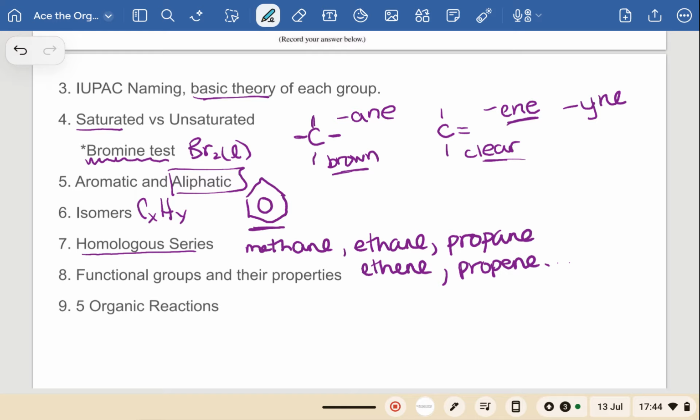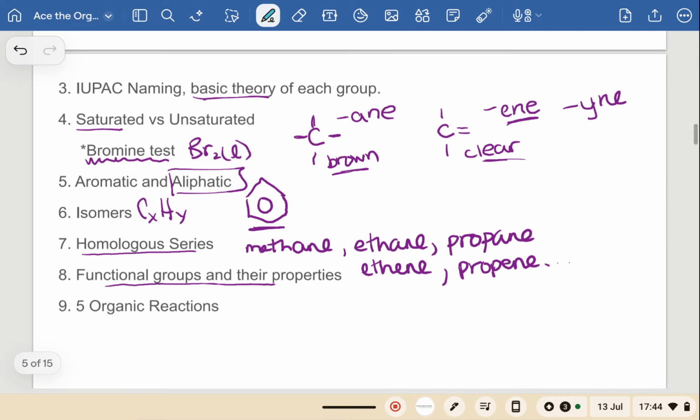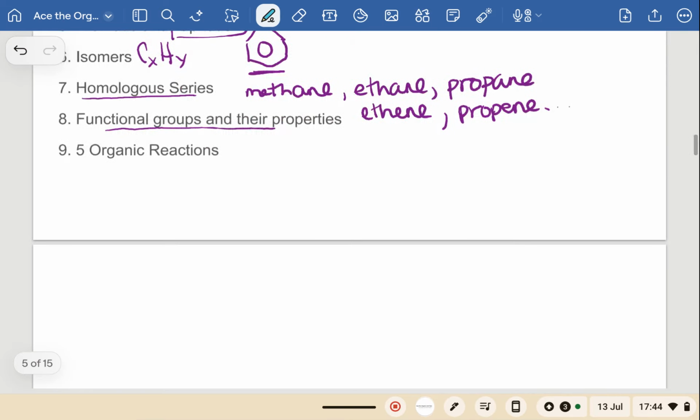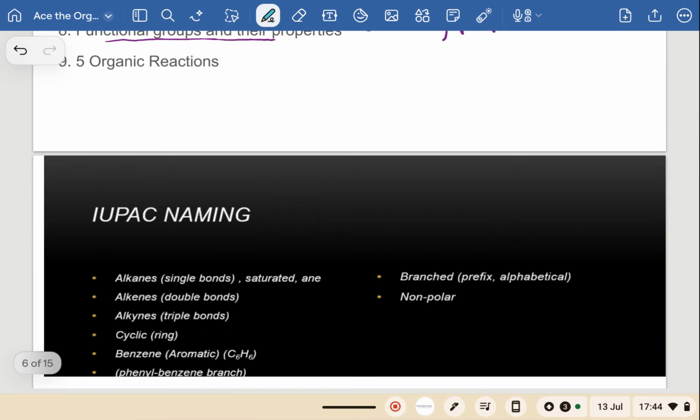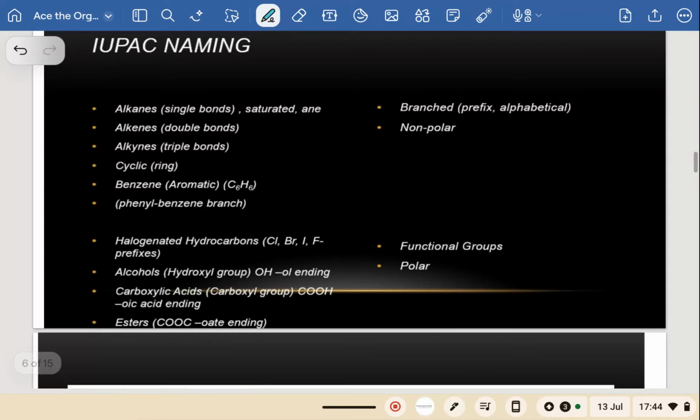You want to know your functional groups and your properties. We'll touch again on this in a moment. And your five organic reactions: addition, breaking a double bond; elimination, forming a double bond; substitution; esterification; and combustion. So we want to know all of those reactions. Here are just a few old diploma questions, going through some of this. I'm also just talking about the naming, so not quite yet. You should know what all of these are.